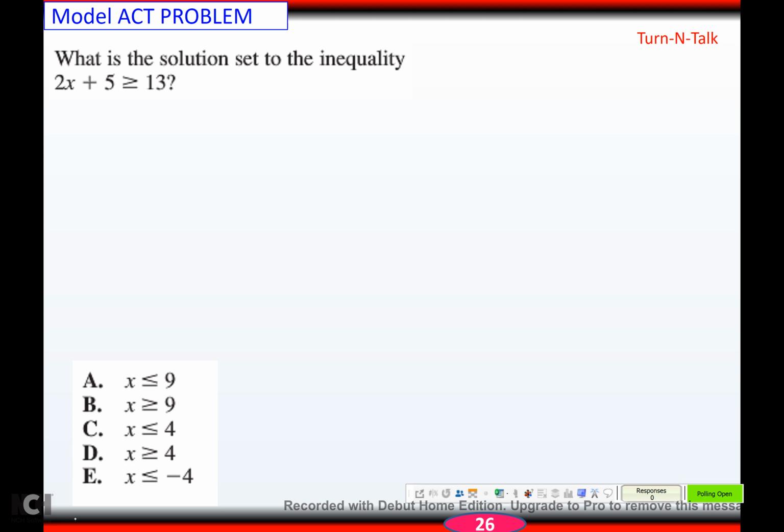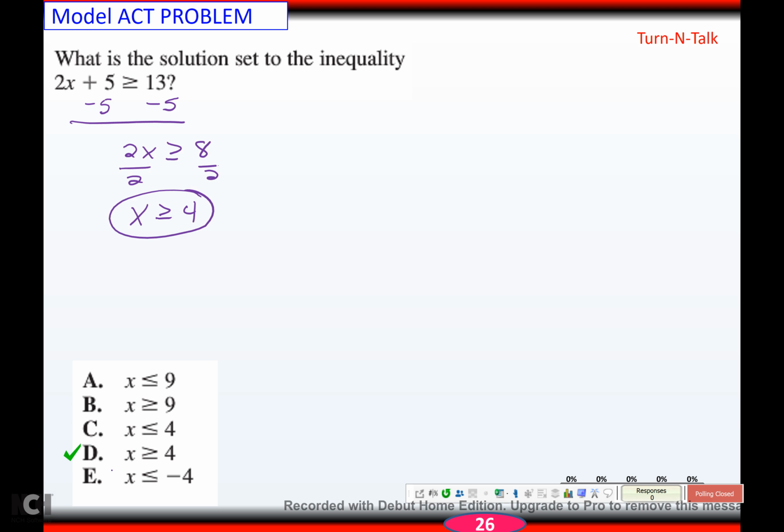Alright, so try this one. Hit pause, come back when you're ready. And hopefully you got D. Alright, so to get x alone here, I'm going to minus 5. That gives me 2x greater than or equal to 8. Divide by 2. That gives me x is greater than or equal to 4.